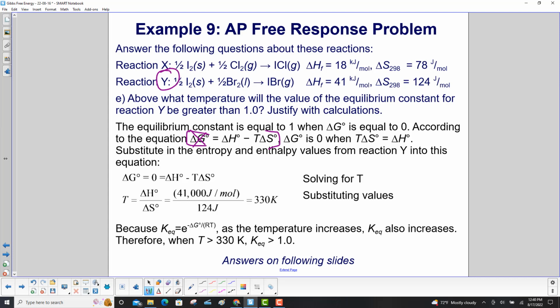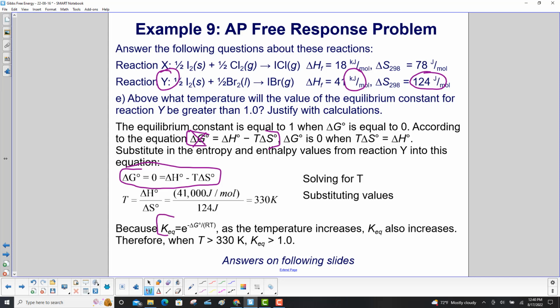Substituting the entropy and enthalpy values from reaction Y into this equation, you find that the temperature is delta H naught over delta S naught, and we have here delta H naught, 41,000 joules. We're converting from kilojoules to joules in this case because our delta S is in joules. You can do it either way as long as you're consistent. So the temperature is 330 K.